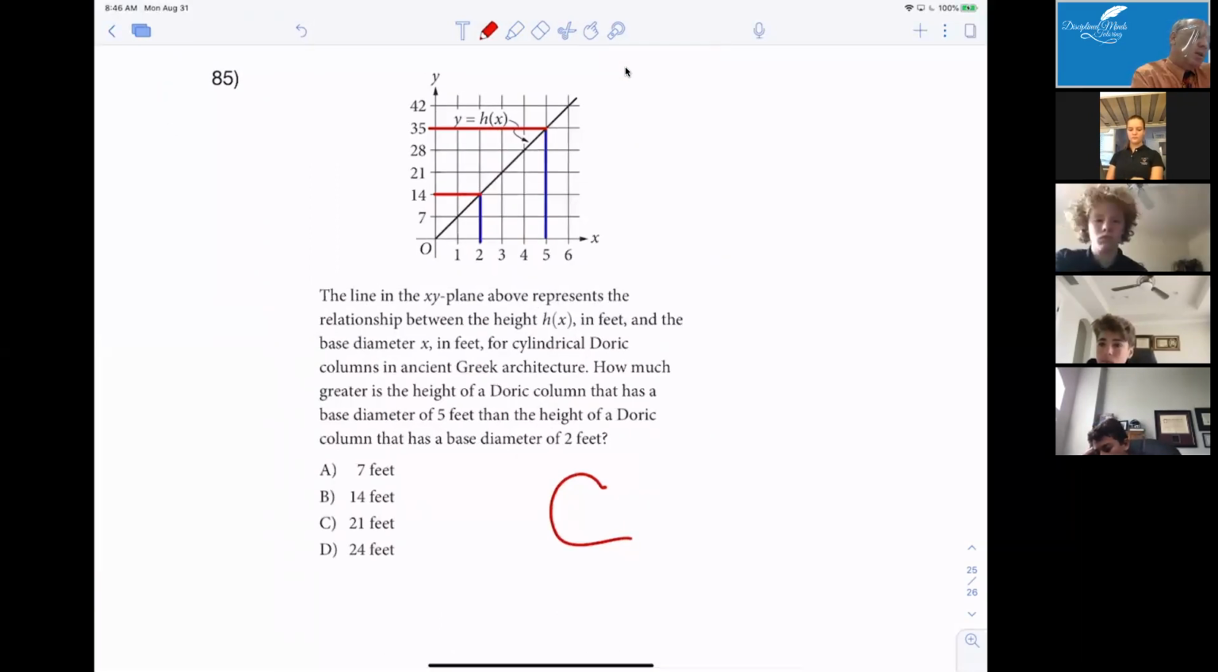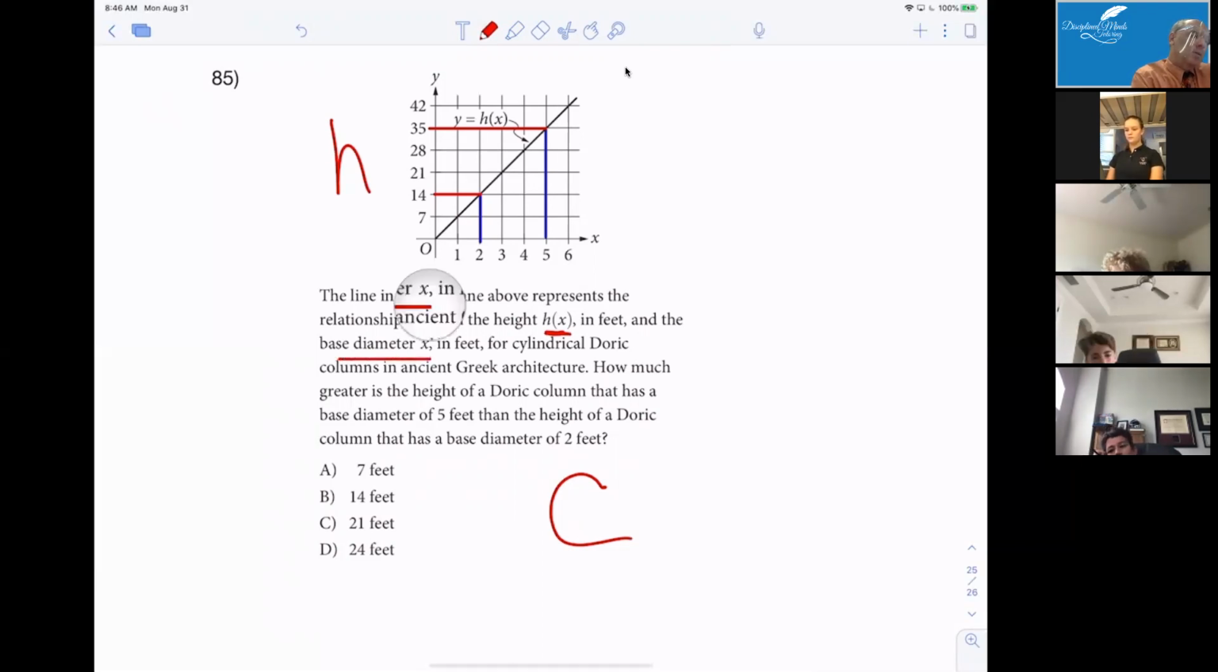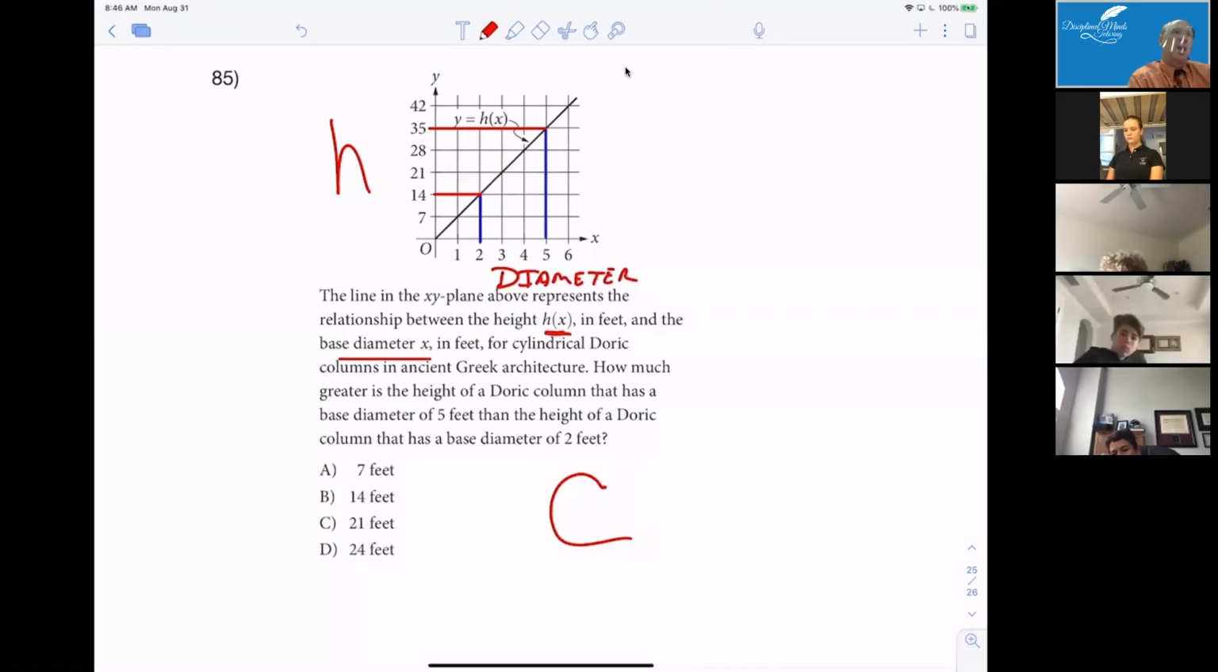Well, because it's telling you in the equation the relationship between the height, h, they're telling you the y value is the height. So this is the height. And then it tells you the height is measured in what? In feet, and the base diameter x. So the x values are the what? Diameters. Yeah, you're just gathering the information from what they're telling you. All right, is everybody good now?